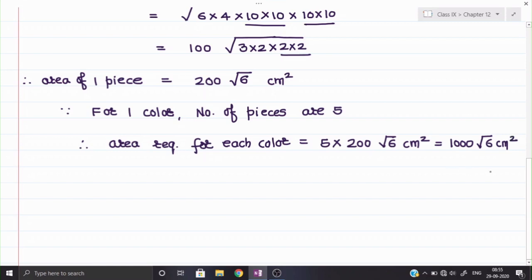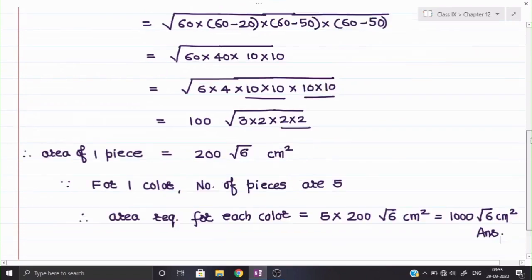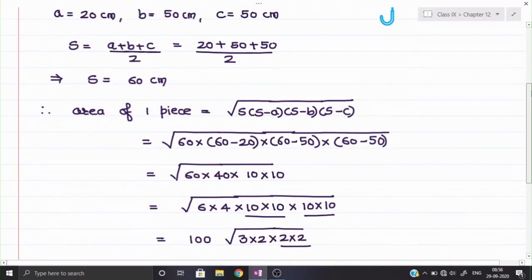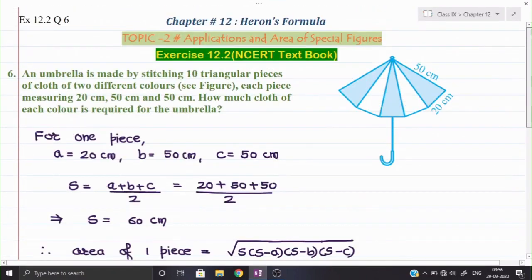This is your answer. Now if you want to simplify more, you can keep the value of root 6 in decimal and multiply by 1000. So you will get the required answer. Otherwise you can keep it here also. Okay, so this will be the area of one color, and similarly for the other color the same area could be obtained. So this completes question number 6. Okay, 7 and 8 we shall do in the next session. 7, 8 and question number 3, if it is possible, then these 3 questions we shall finish in the next session. Okay, thank you.